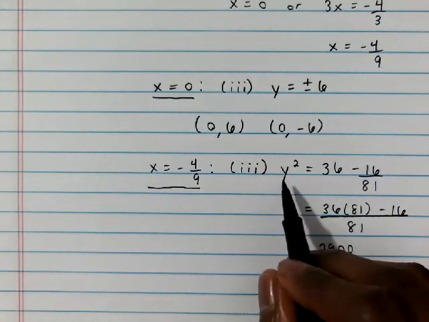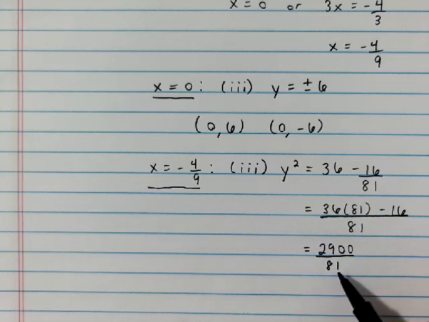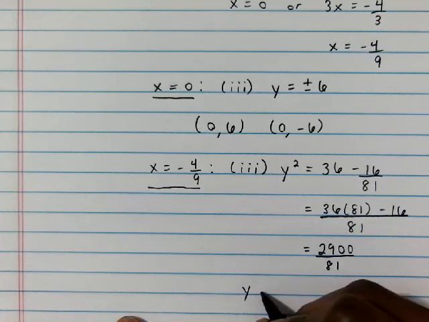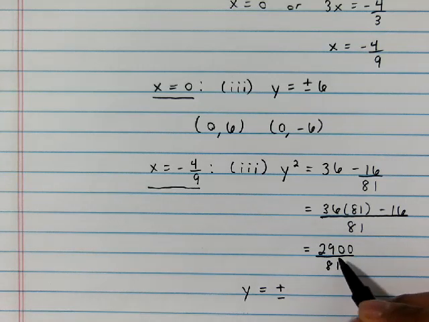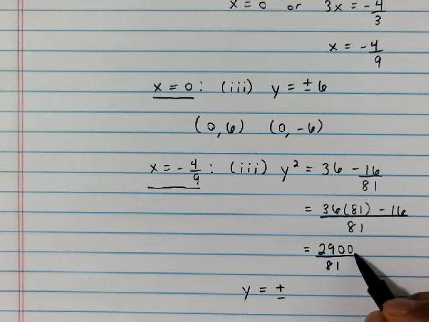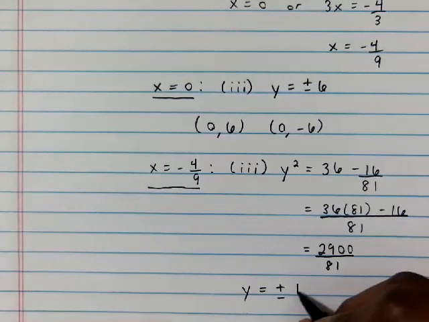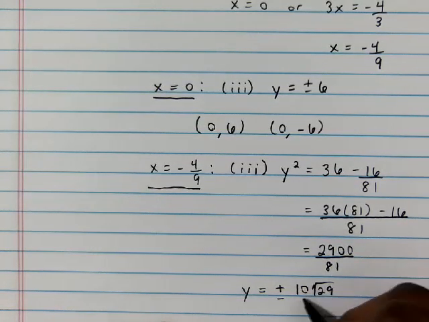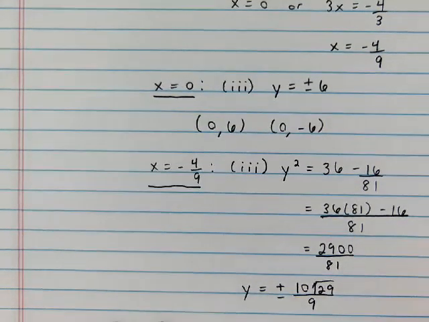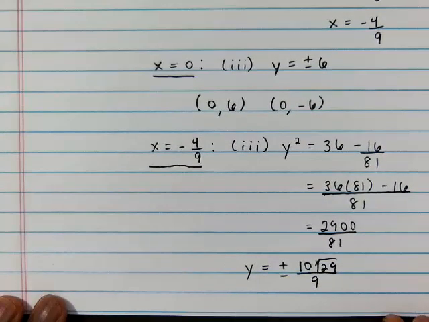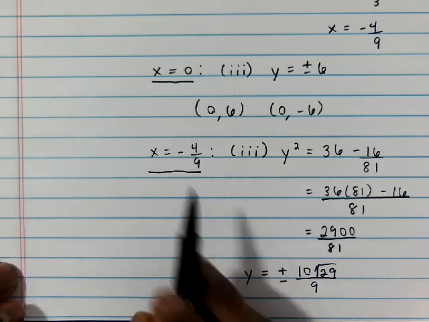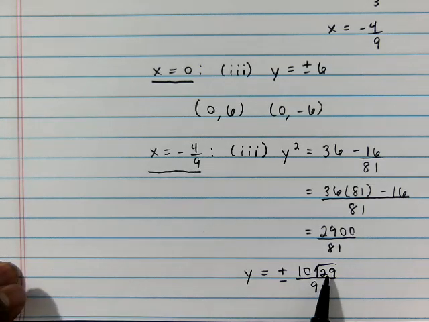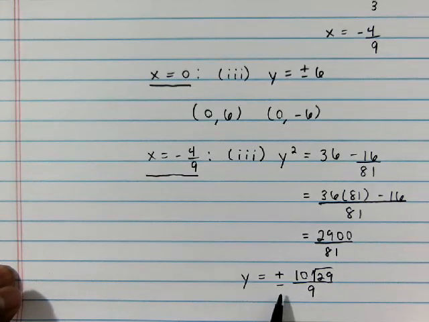So now that was y squared. So y is going to be equal to plus or minus the square root of this. On the denominator, we're going to get 9. The numerator, 29 times 100. So we're going to get 10 times the square root of 29 over 9. So now we have 2 more points. I'm going to put these points on the next page. So there's negative 4 over 9, and then 10 root 29 over 9, and negative 4 over 9, negative 10 root 29 over 9.